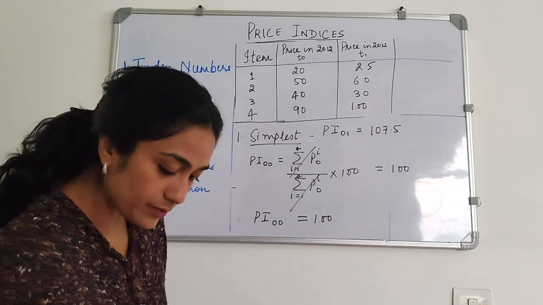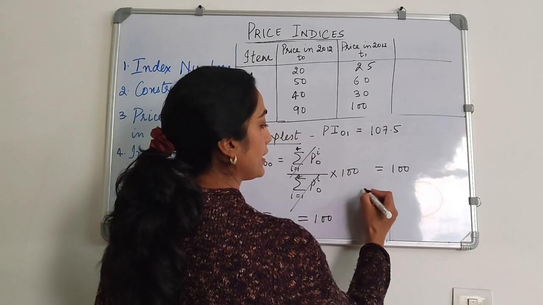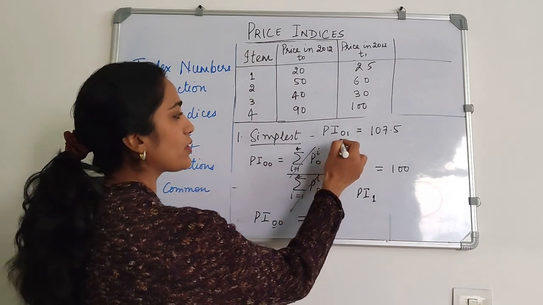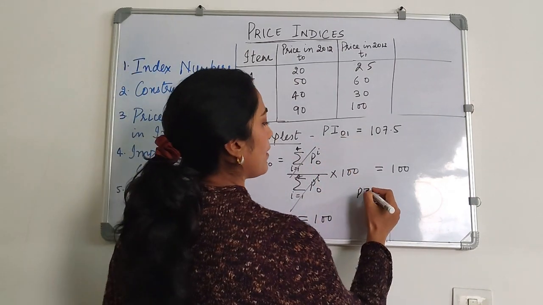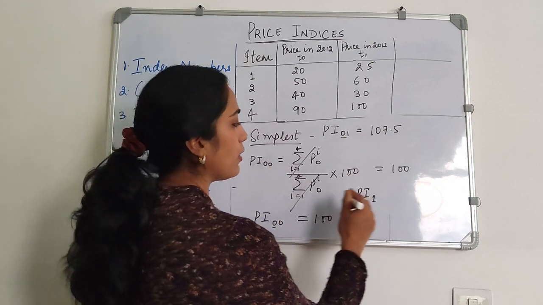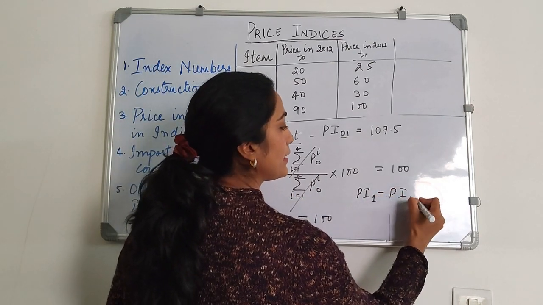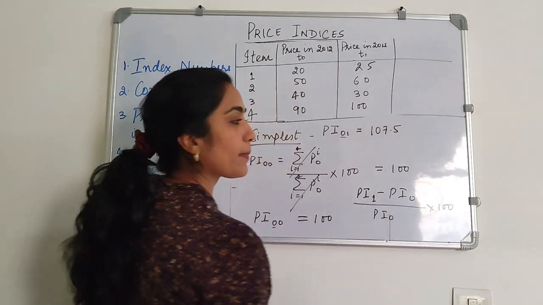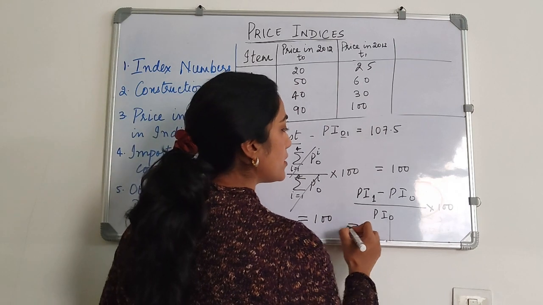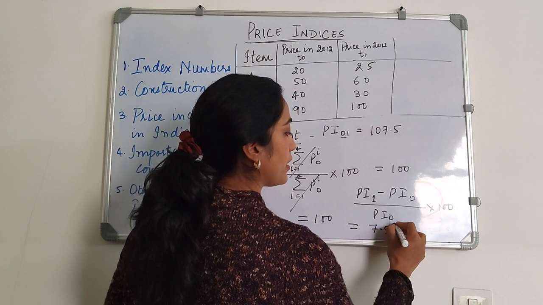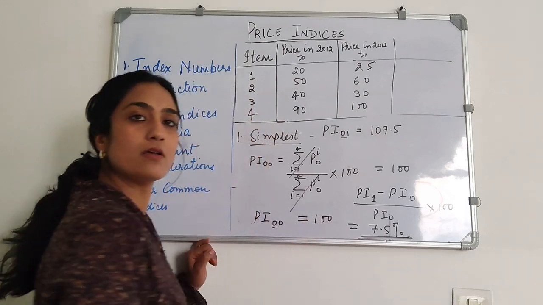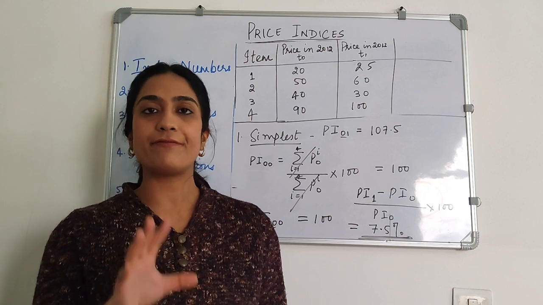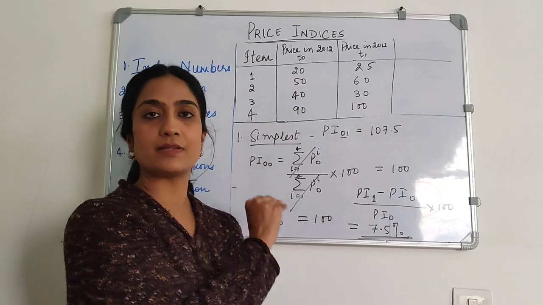How much is the inflation over here? We know that inflation is the price index in year 1, right? So since 0 is constant, we'll just remove it from the notation for now. Minus price index in the year 0 upon the starting point into 100, right? So this is what? 7.5%. So between 2012 and 2013, based on this simple index, we have found that the inflation was 7.5%.